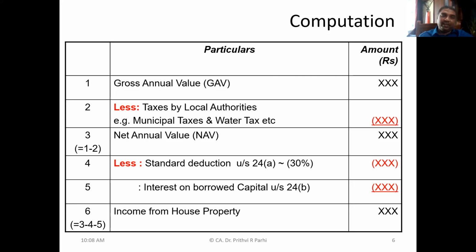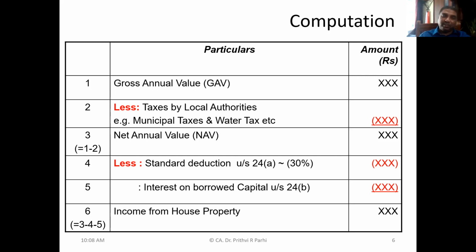From that, there will be deductions. First, we have to reduce the taxes paid to local authorities. If the local authorities are imposing some tax like municipality taxes, water taxes, etc., that has to be deducted. After deducting, the figure we get is called the net annual value. From that, as I showed you in section 24, 30% reduction is allowed. That is called standard deduction.